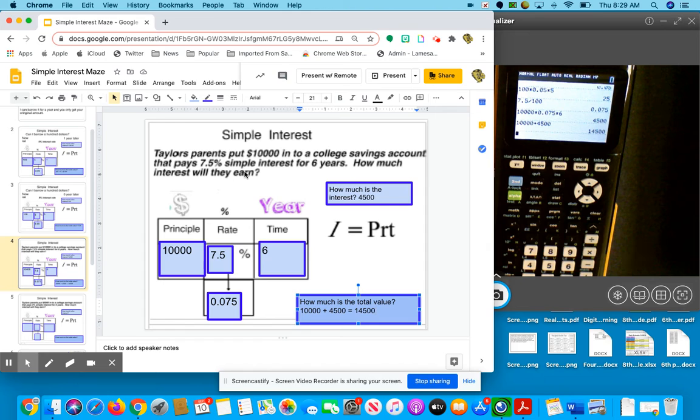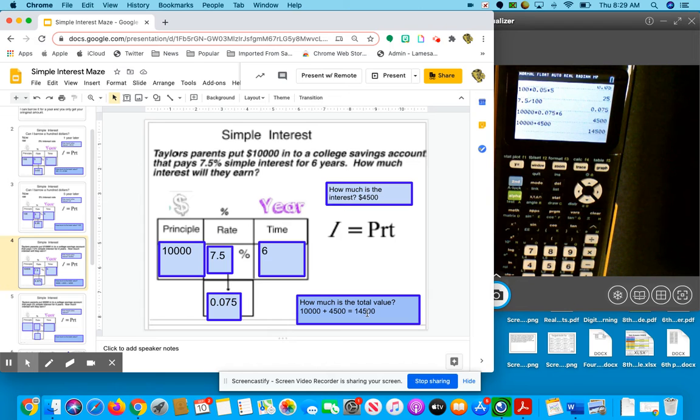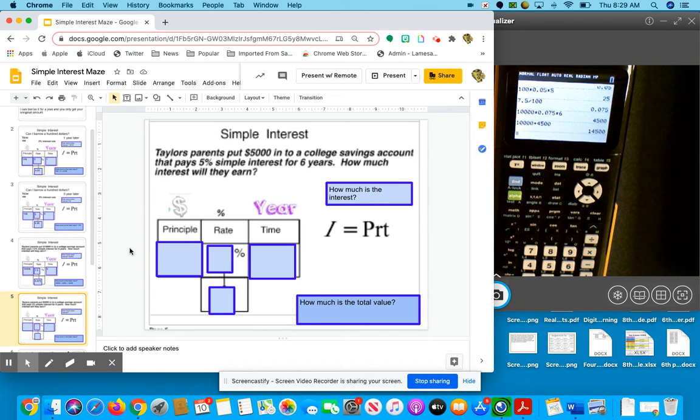And so they ask how much interest will it earn. Well, to answer this question here, 4,500 would be the answer to this question. This was just an extra question that I put here to help us understand that the value is worth 14,500. Okay. What I want you to do is try this one out.